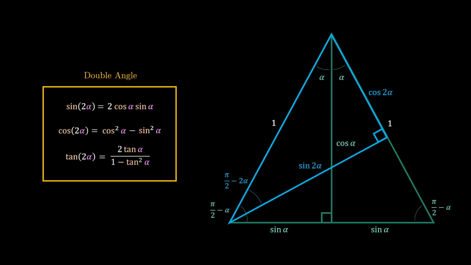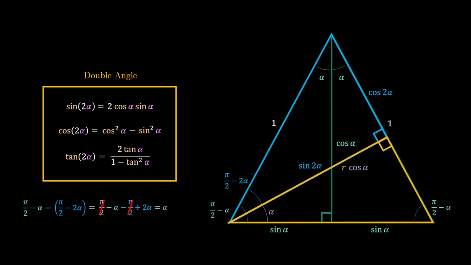Now the question is, what is this angle in purple? Well, it is this angle minus this angle. So, it is pi over 2 minus alpha minus pi over 2 minus 2 alpha. This becomes the following. The pi over 2 cancel, and we are left with alpha. So, we get alpha. And by this, we can see that the middle leg equals cosine alpha times some scale r, where r is the hypotenuse of this triangle. And by virtue of this, the opposite side becomes r sine alpha.